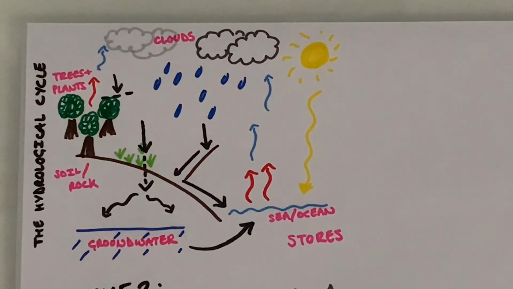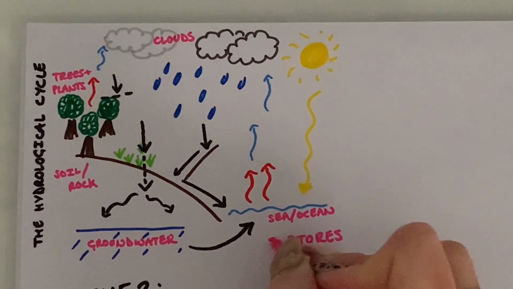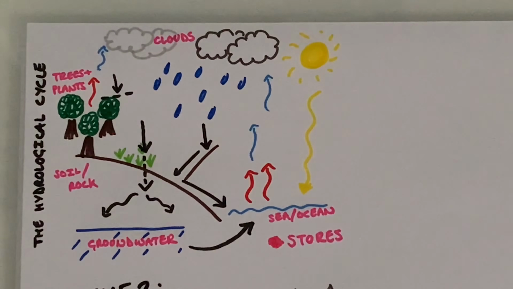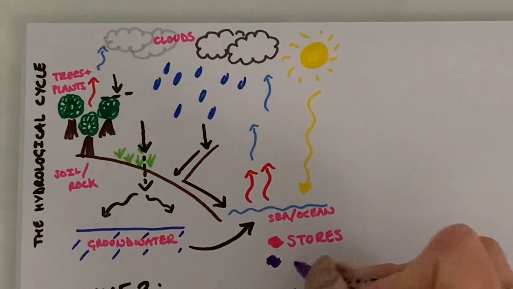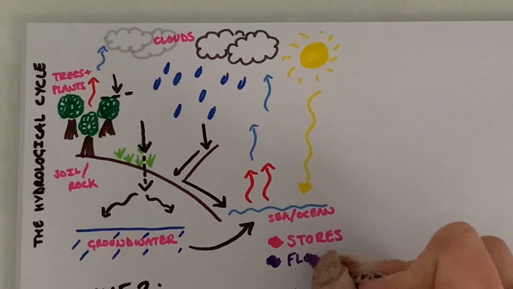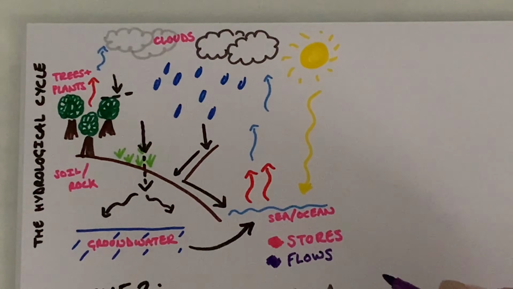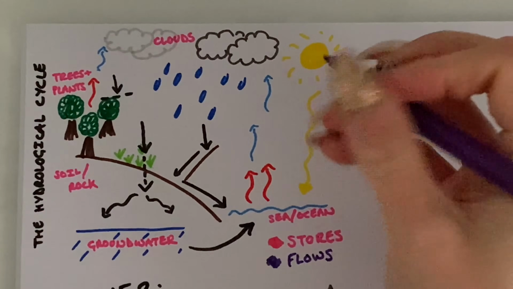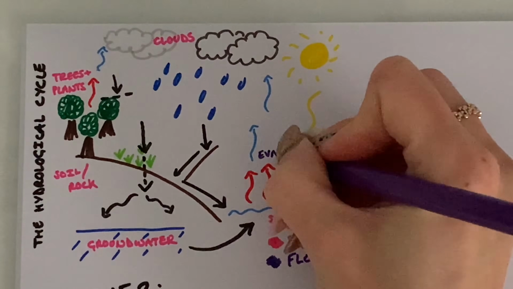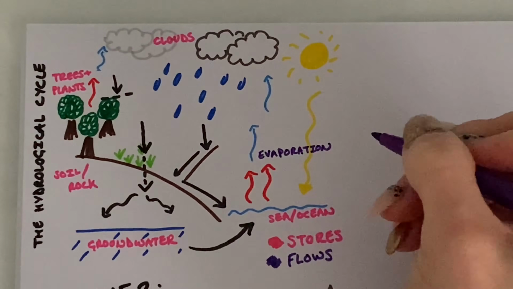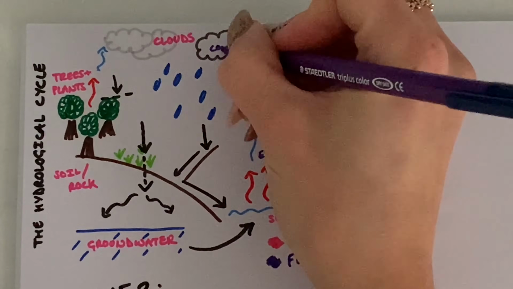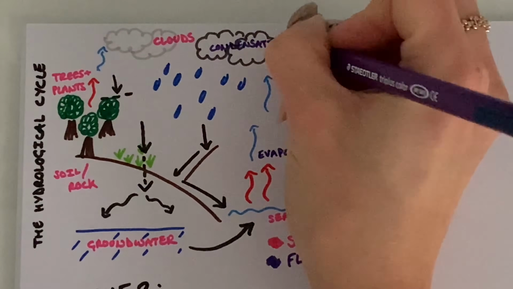Now our second category is known as flows. And flows in relation to the hydrological cycle talk about the transfer of water between stores, either in the same state, a solid, a liquid, or a gas, or it involves a change in state, from a solid to a liquid. So for example, on the diagram, you can see me adding the process of evaporation in a purple pen, because that is a flow.